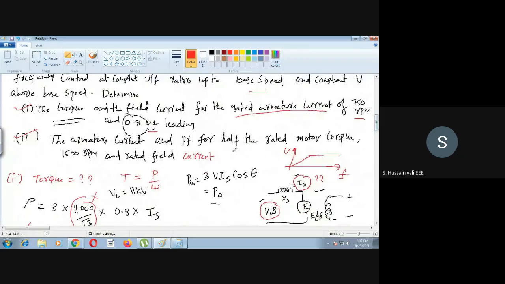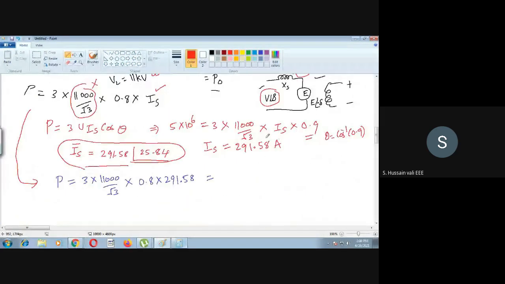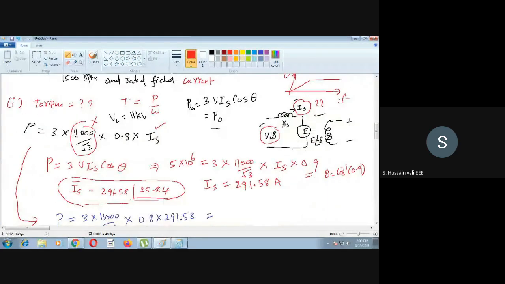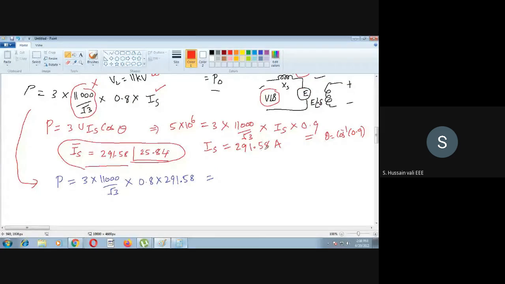But one thing you must understand: the torque he is asking, at which speed? Of course, rated current is there, so you will get the rated current here. That's correct. But at a speed of how much? 750 RPM. That's important. So we have to find out at 750 RPM. It's not correct because we have taken directly the rated voltage, but that's not correct. There is a difference here.